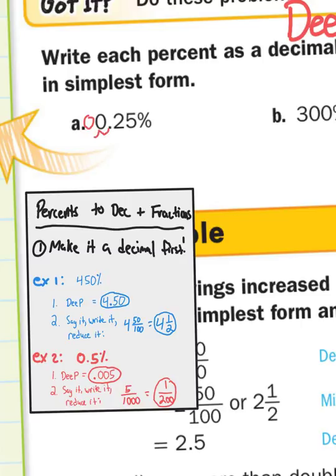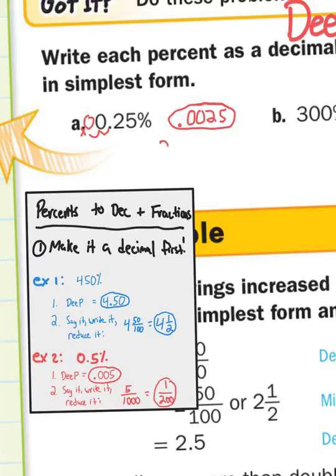Move it twice to the left, and it's going to be right there. And my decimal is going to be 0.0025. I'm halfway done just by moving my decimal twice to the left. Now, as far as my fraction, I'm going to say it, write it, reduce it. So when I say that, you say 25 10,000ths.